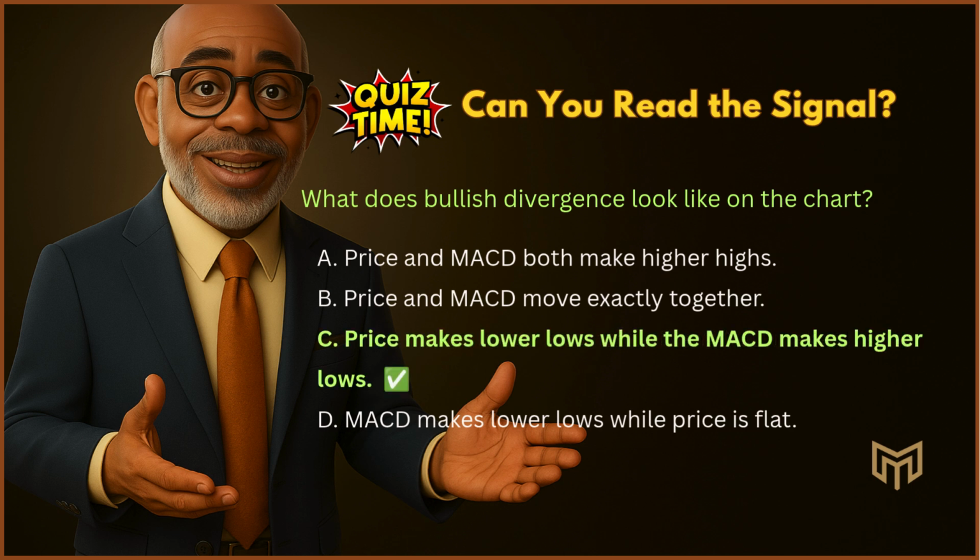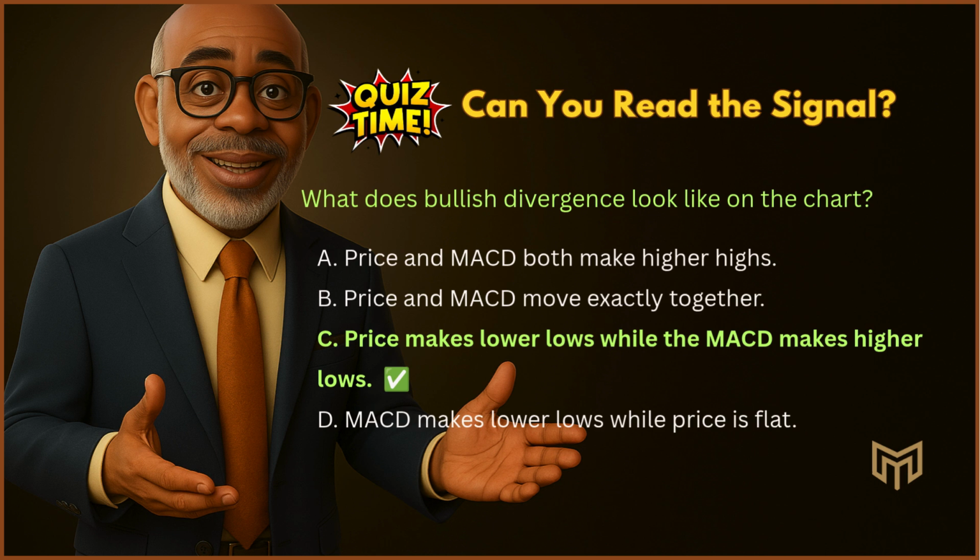The correct answer is C. Price makes lower lows while the MACD makes higher lows. That's the heart of bullish divergence. Price is still falling, but the MACD is quietly disagreeing. It's saying the selling pressure is losing strength, even though the chart doesn't show it yet. That gap between what price is doing and what momentum is doing, that's your signal.